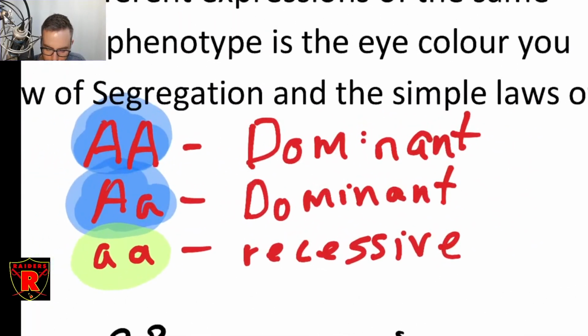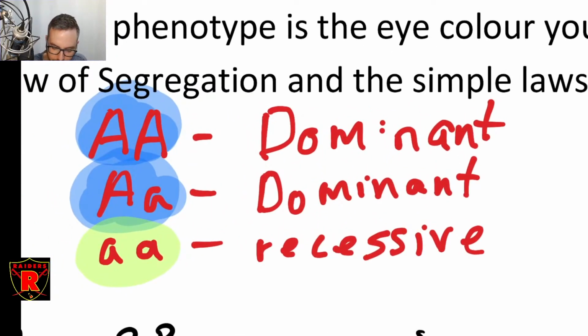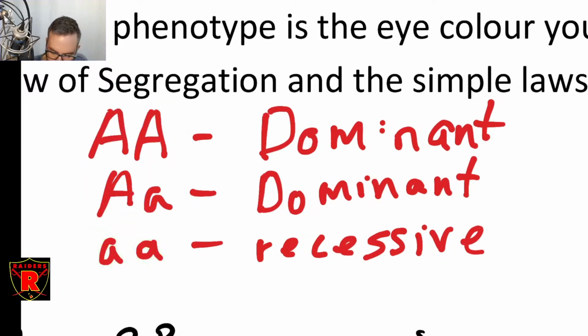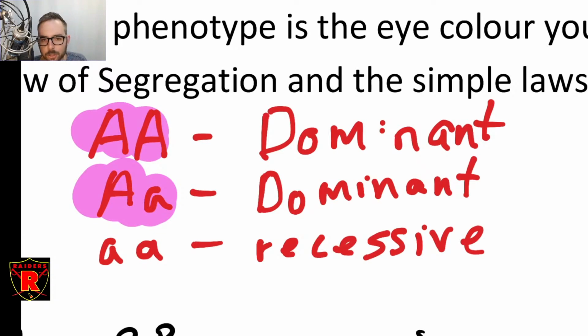So keep in mind that when we're talking about phenotypes, remember that's the physical expression of these traits. If you have two dominant alleles, then you're going to show the dominant. If you have a dominant and a recessive, you're going to show the dominant. But if you have two recessives, then you show the recessive. So the only way to show the recessive trait, to actually have it in your phenotype, physically show it, is to have two recessives.